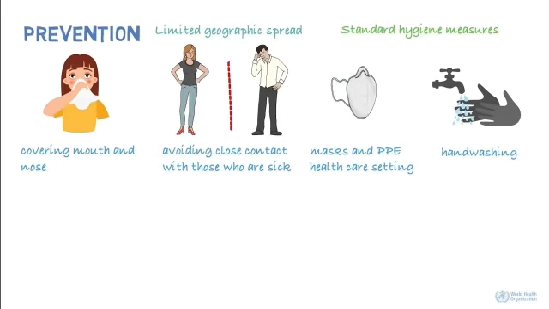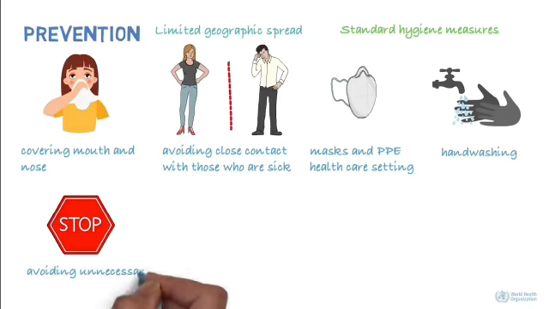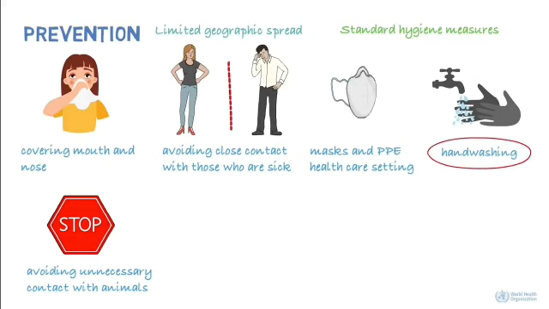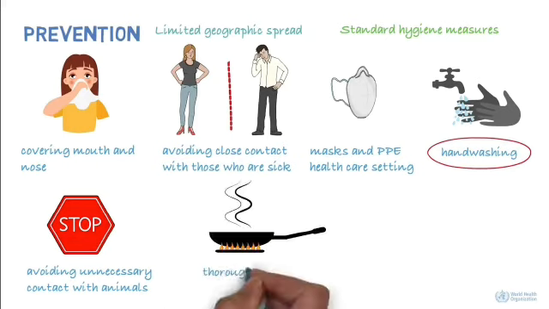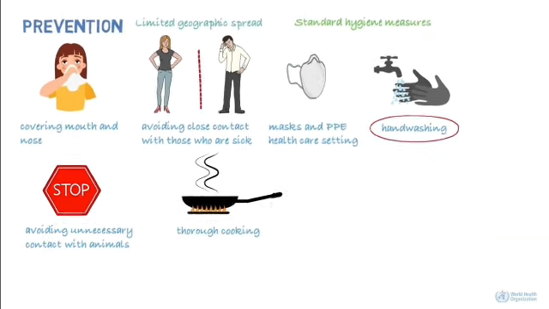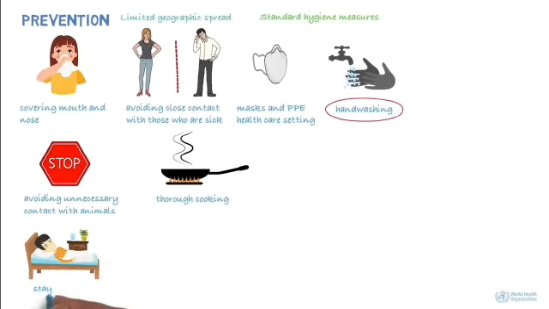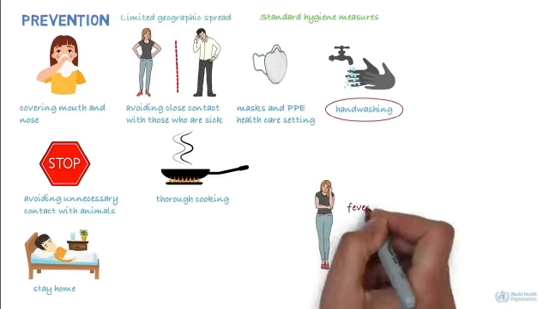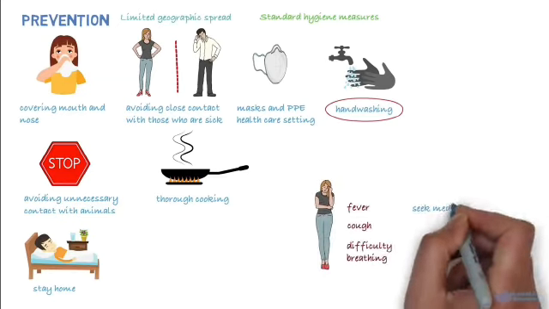Actions that can be taken to prevent infection from an animal source include avoiding unnecessary unprotected contact with animals, washing hands after contact with animals or animal products, and ensuring that animal products are cooked thoroughly before they're consumed. It's important to stay home if you're feeling unwell, but if you have a fever, cough, and difficulty breathing, seek medical care early.